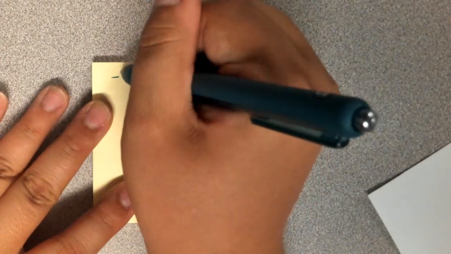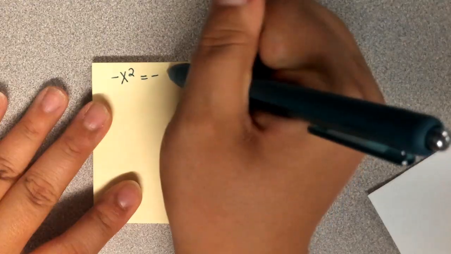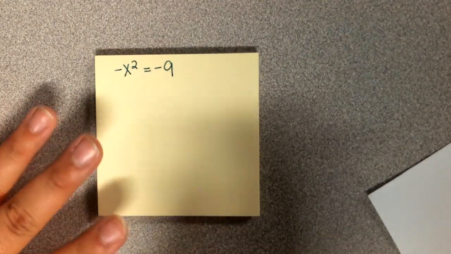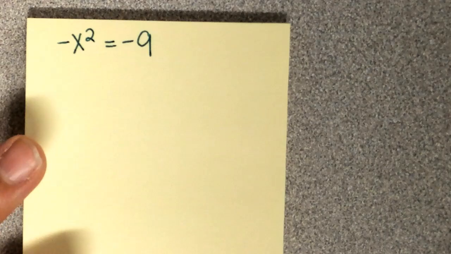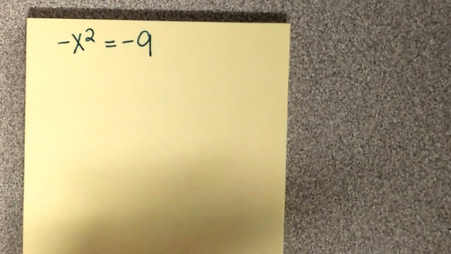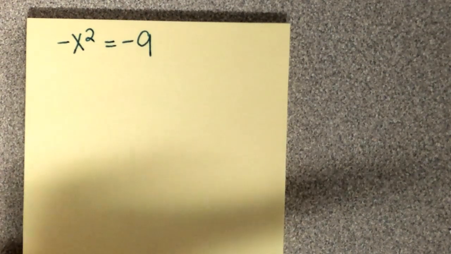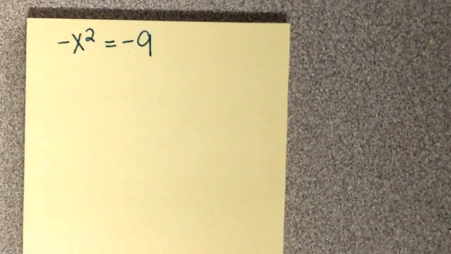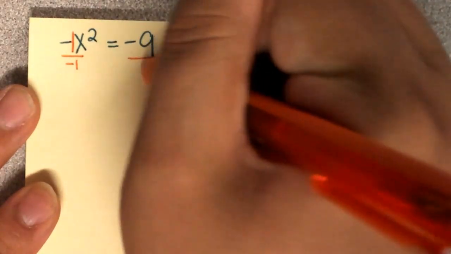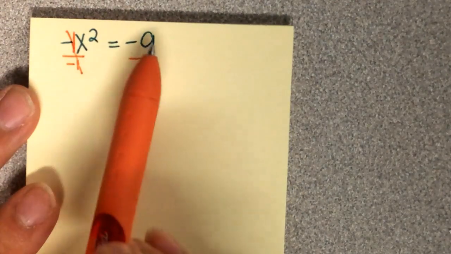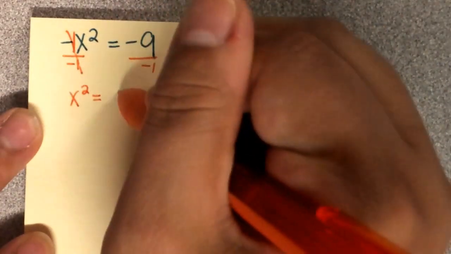So let's look at this question right here. Look up. How do I solve for x for this question? I can't square root it yet because you cannot square root a negative number. I have a negative 1 right here. Do y'all agree with that? So can I divide it by negative 1? And what is negative 9 divided by negative 1? So x squared equals 9.